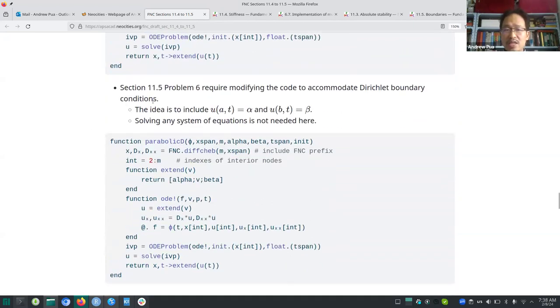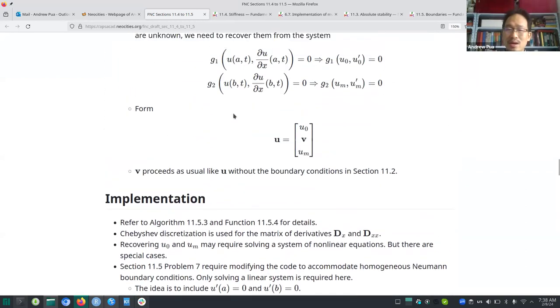And then for Dirichlet boundary conditions in problem 6, the idea is to include this time, instead of the derivative U prime of A is equal to something, or U prime of B is equal to zero, this time you want the solution to pass through A at alpha, okay, and then B at beta, okay. And here you don't even have to solve a system of equations, because you could directly accommodate the fact that U at A is actually U sub zero, and then U at B is actually U sub M, just like what we did here in the setup.